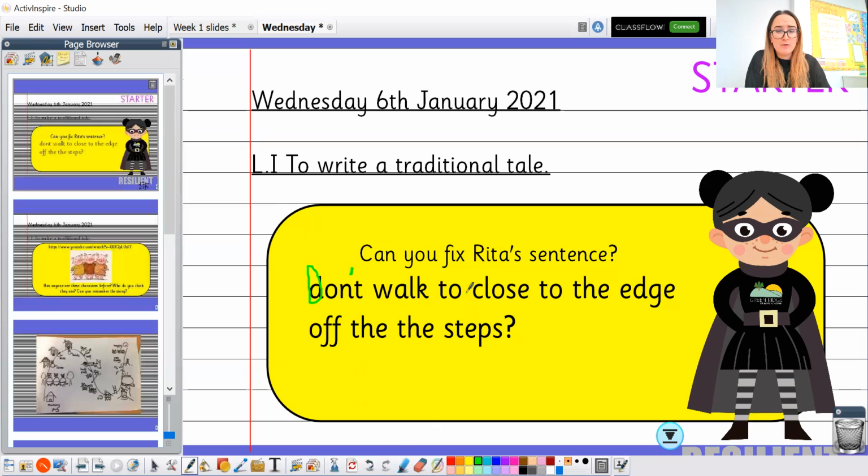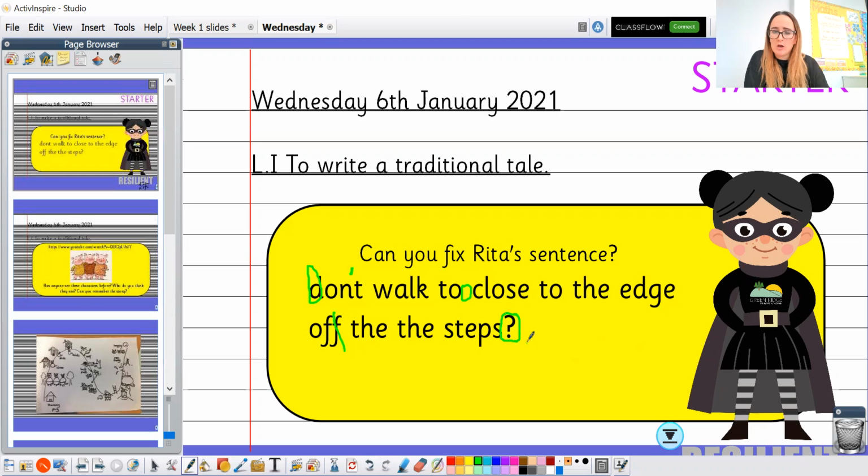Does that look like the right homophone to you? Don't walk too close to the edge of the steps. Don't walk too close to the edge of the steps. Does that look right to you? Change that one.